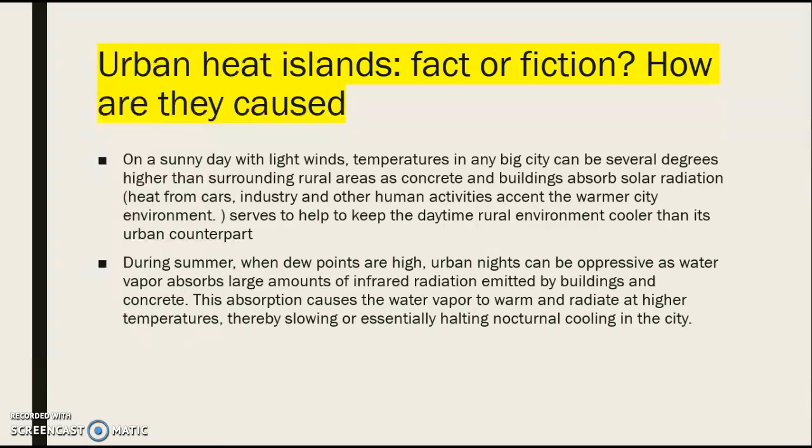And speaking of summer, when the dew points are high, urban nights can be oppressive as water vapor absorbs large amounts of infrared radiation emitted by buildings and concrete. This absorption causes the water vapor to warm and radiate at higher temperatures, thereby slowing or essentially halting the nocturnal cooling in the city. So this basically means that the cities stay hotter for longer and don't cool down as effectively as other areas would.